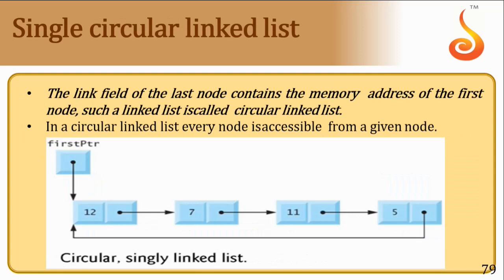Here also backward traversal is not available, like from the third node to the second node I cannot go, right? Because I have only one information part and one link part. The only difference between the single linked list and the single circular is that the last node is connected to the first node. From the last I can go back to the first, but from the third to the second I cannot, because I have only the information of the next node in the list. Only the last node is connected to the first node instead of null. That is, the link field of the last node contains the memory address of the first node. Such a linked list is called a circular linked list.